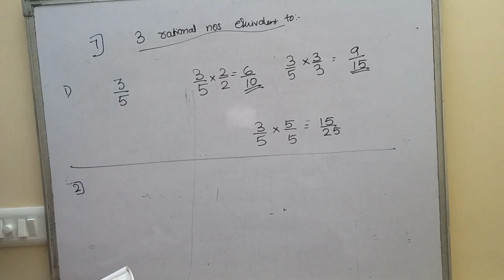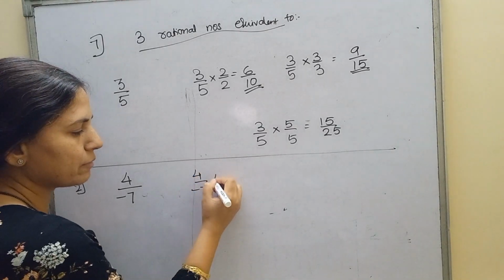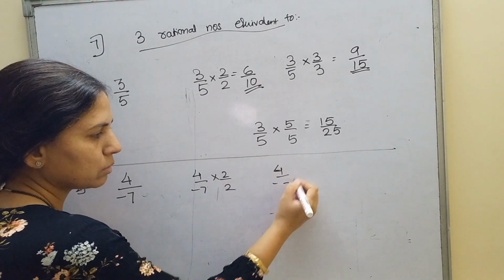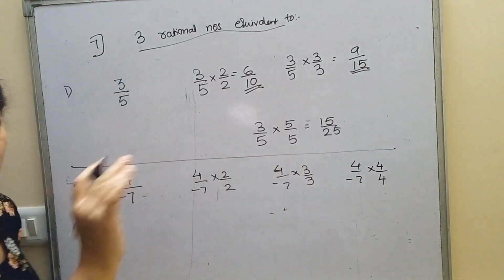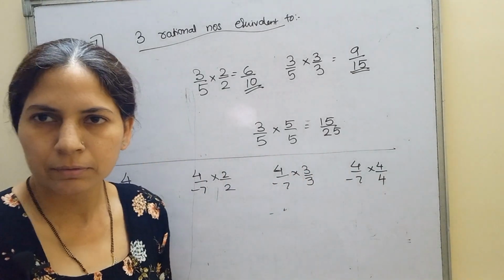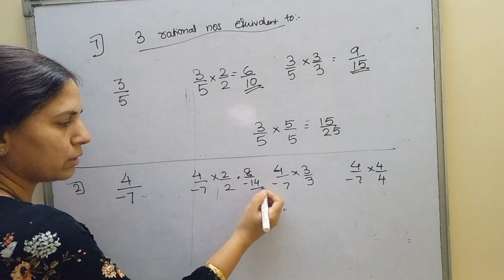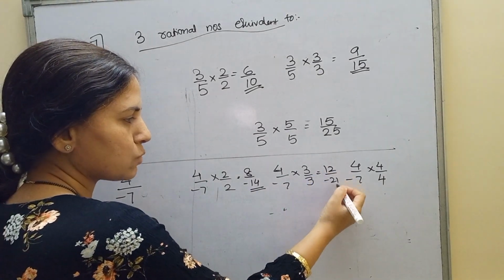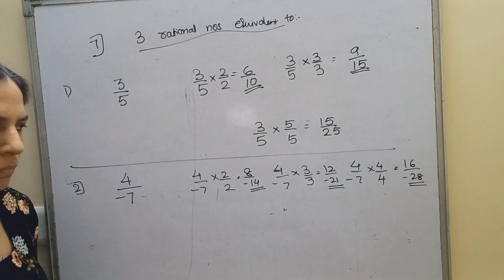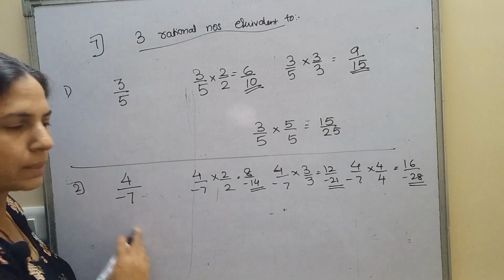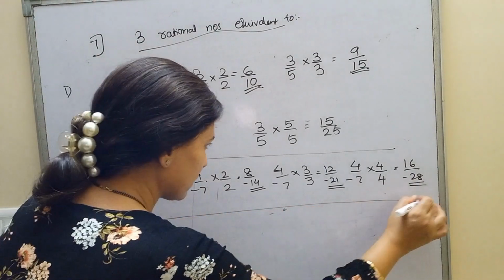This one was the first question. The second question is 4 upon minus 7. Now multiply 4 upon minus 7 by 2 by 2, 3 by 3 and 4 by 4 or 5 by 5, whichever number you are fond of. You can also put 10 and 10. Very easy. Just put 1 and 0. This becomes 8 upon minus 14. This becomes 12 upon minus 21 and this becomes 16 upon minus 28. So the numbers equivalent to 4 upon minus 7 are 8 upon minus 14, 12 upon minus 21, 16 upon minus 28 and many others.